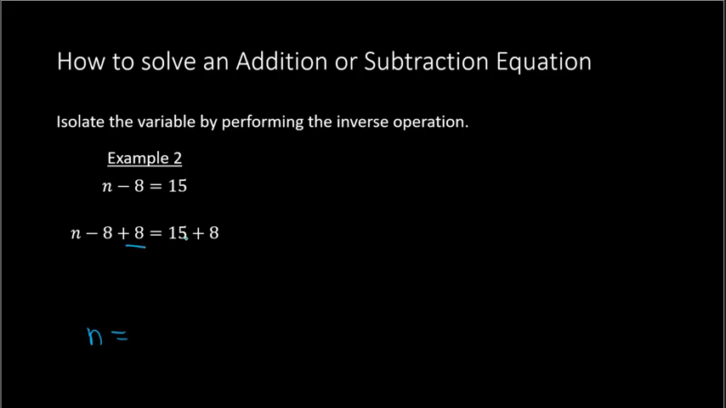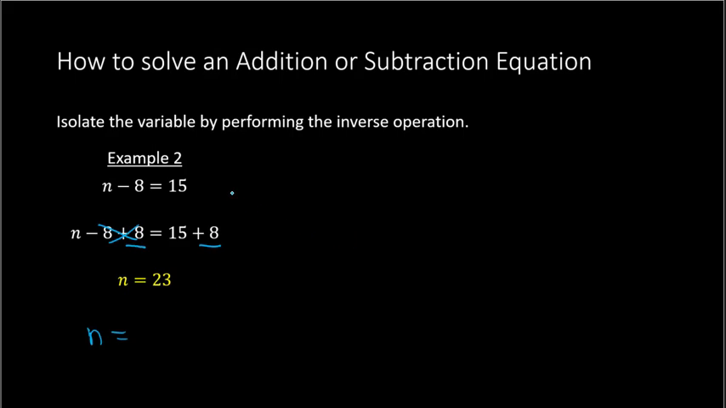And when we do that, when we add 8 to both sides, the negative 8 plus 8 would give you 0. So you're left with n by itself on the left side, then 15 plus 8, or 23, on the right side. So our solution is n equals 23.